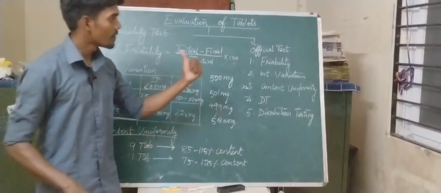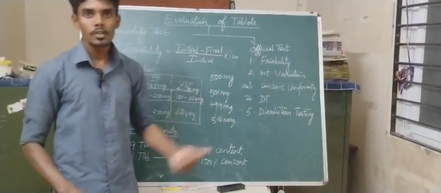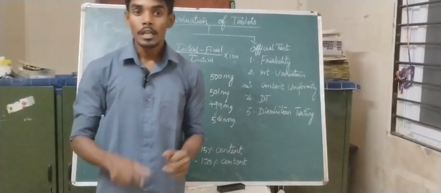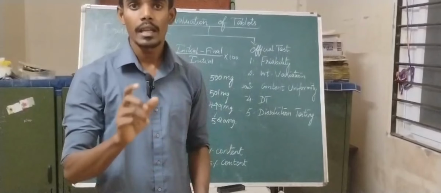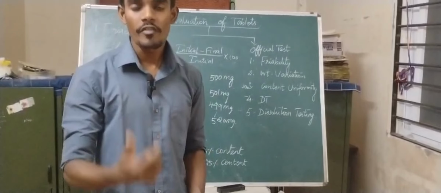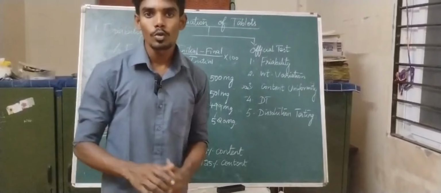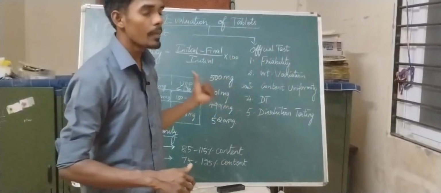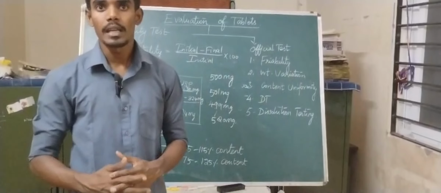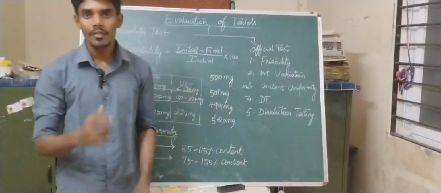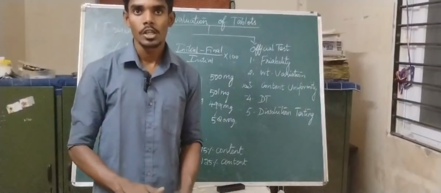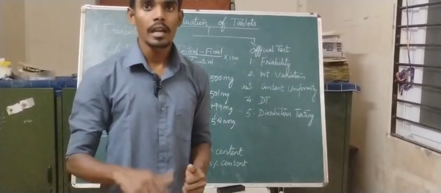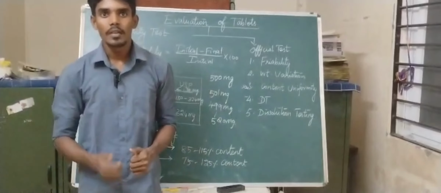So moving on to the first one, the friability. The friability tester is also known as the Roche friabilator. Since 2010, it is considered as an official test as per the IP. Before 2010, it was not considered an official test. This Roche friability is used to determine how much weight is lost during abrasion. So the durability of the tablet to the combined effect of shock and abrasion may be evaluated by the friability.